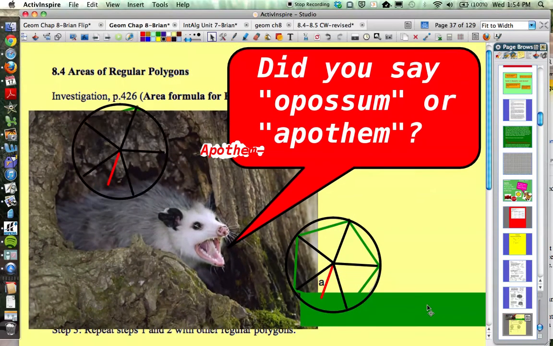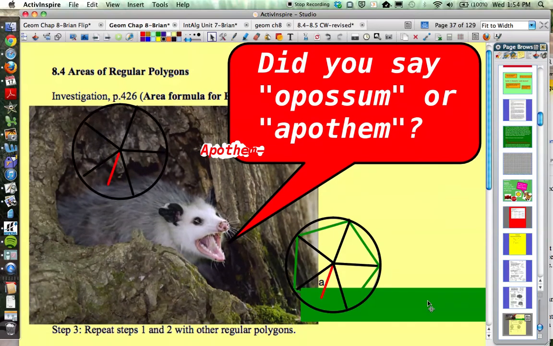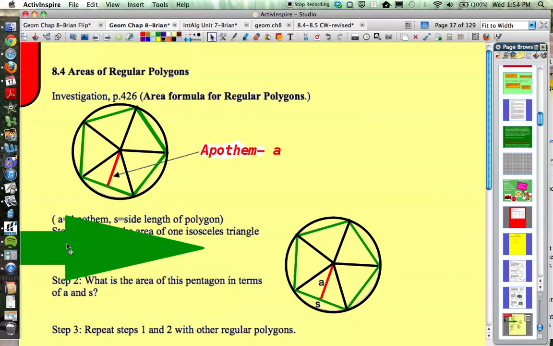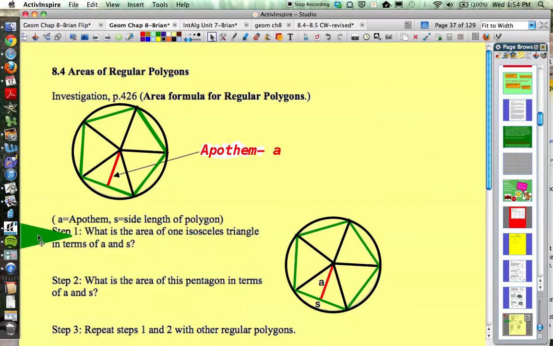Did you say opossum? No, I said apothem, not opossum. Apothem, not opossum. Sorry for that random interjection there, but I thought that was funny.